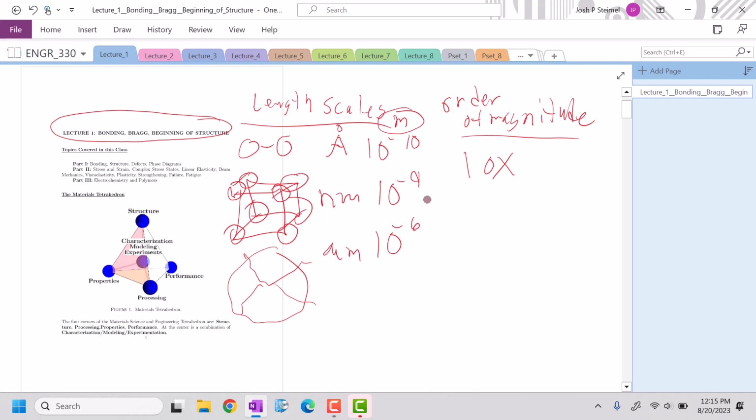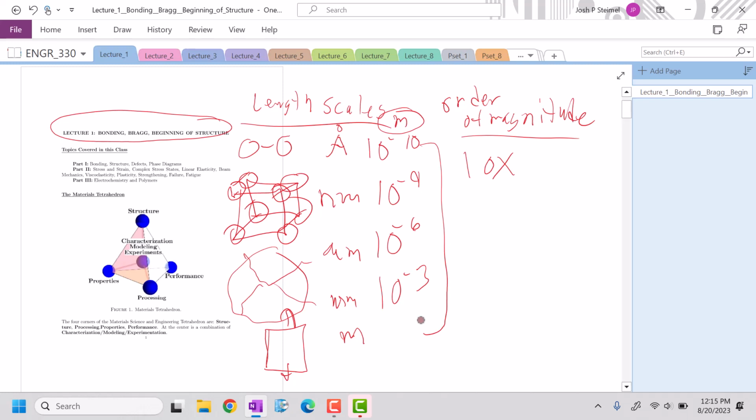And then eventually when we get into mechanics and you're pulling systems, you can vary between millimeter, which we know to be 10 to the minus 3, all the way to meter length scales. So we're going to be exploring material structure across 10 orders of magnitude. And that's incredibly critical.